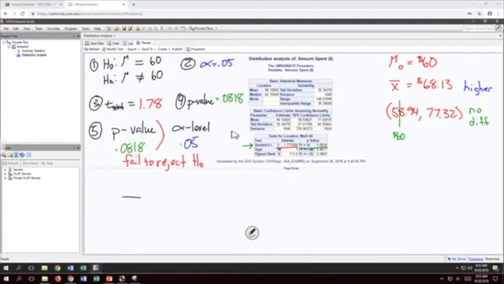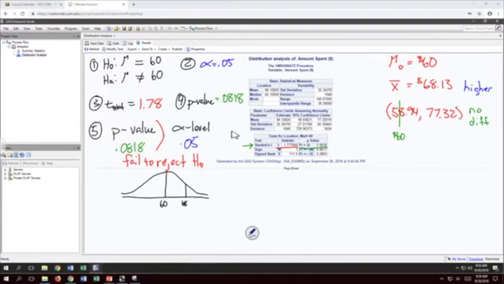So picture kind of what we're looking at here. All right, so we said it's normally distributed. That's one of the assumptions we made. We didn't check it, but we're assuming it. And so I'm saying that my population proportion, or my population mean, what I'm testing it against is 60. What I actually got was 68.